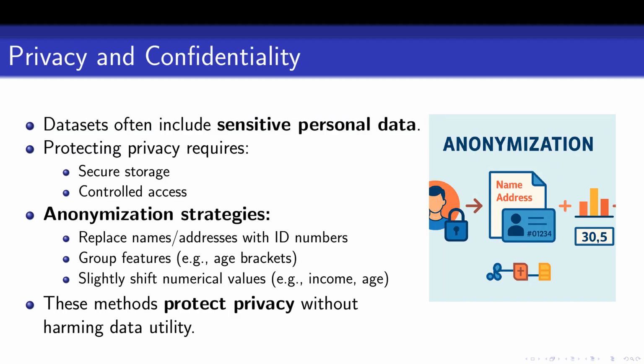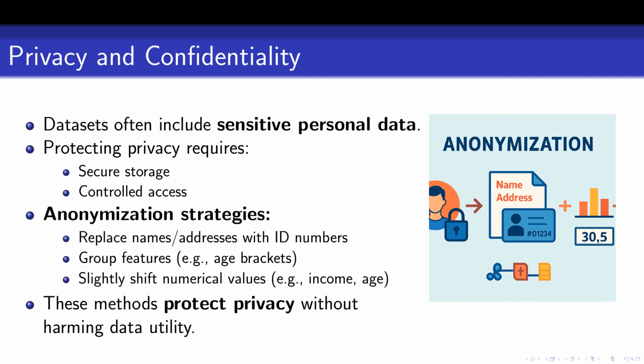One of the most important aspects of data ethics is protecting privacy and confidentiality. Datasets often include sensitive personal information, things like names, addresses, income levels, or even health records. It's the responsibility of data scientists to implement safeguards to protect this data. That includes secure storage, limiting access to authorized personnel, and anonymization techniques.